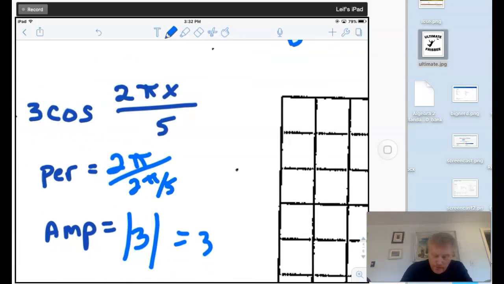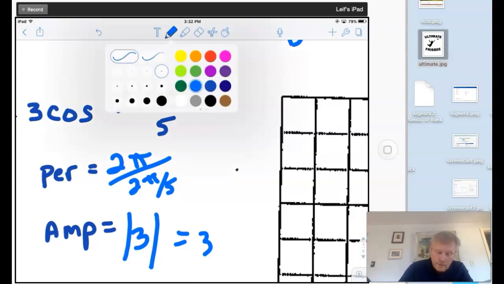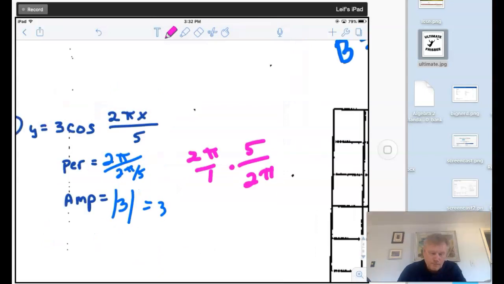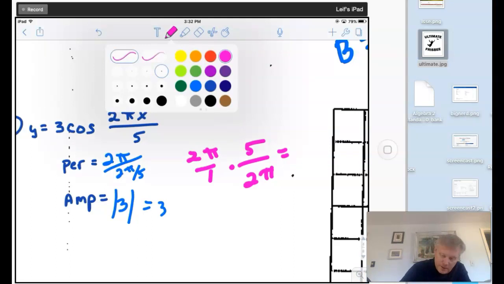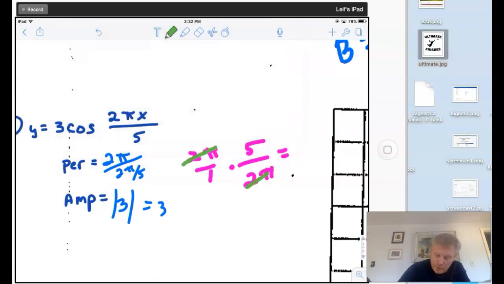So if I go 2 pi over, let me change colors here. I'm squeezing it in. All right, so I took the denominator, flipped it upside down, and now we multiply. Nice thing is the 2 pi's cancel out here, which leaves me with 5. So that is my period.